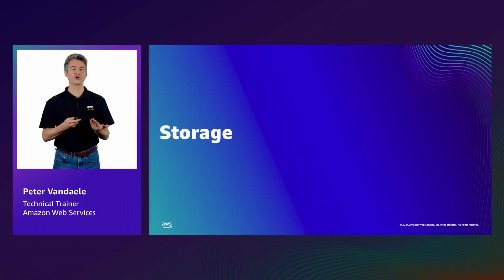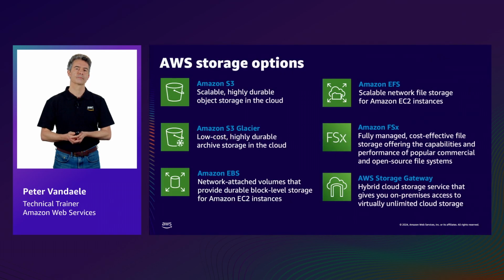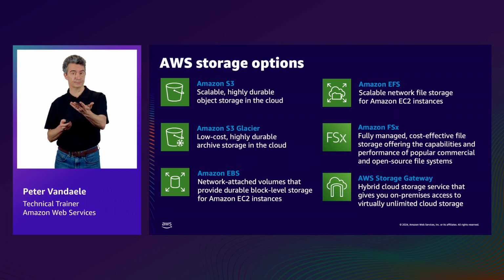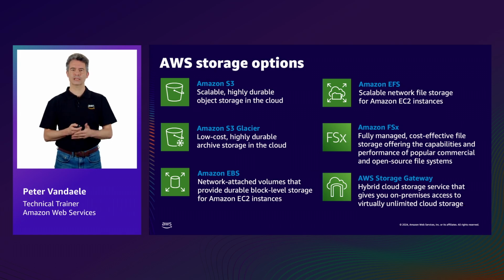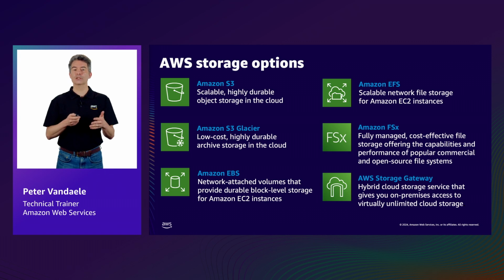Now let's move on to storage on AWS. We have a number of different storage options, depending on your application's needs. Amazon S3, or the Simple Storage Service, is a scalable, highly durable object storage in the cloud. We also have S3 Glacier for low-cost, highly durable archive storage in the cloud.